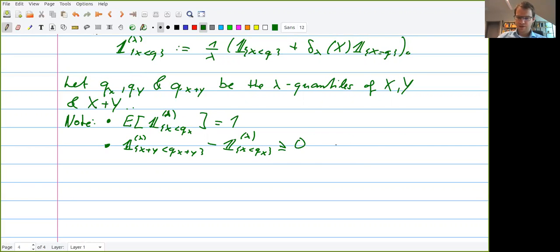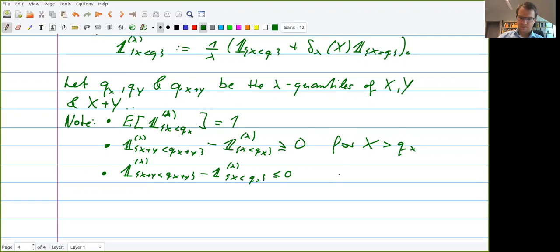So this is bigger than 0 if x is strictly bigger than the quantile of x, and this is less or equal than 0 if x is less or equal than the quantile. And this follows directly by the definition.